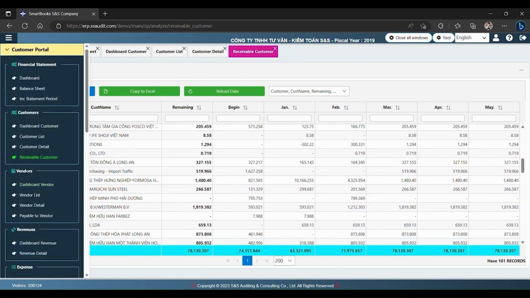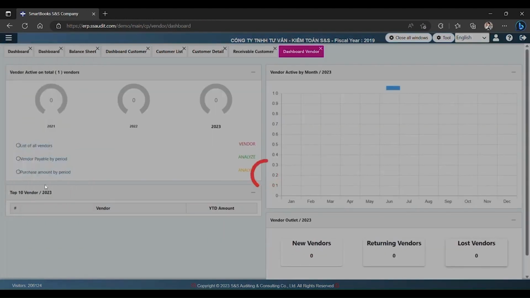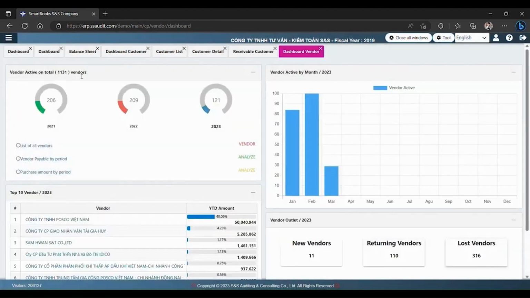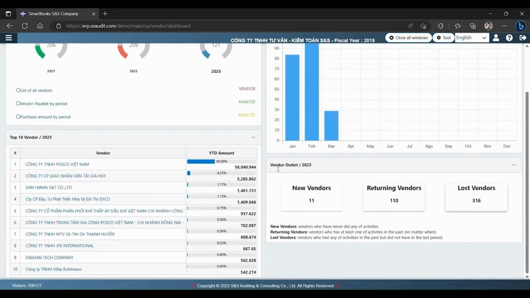Vendors. Dashboard. Vendors active by year chart. Vendors active by month chart. Top 10 vendors report. Vendors outlet. Number of new vendors, returning vendors and lost vendors in this year.